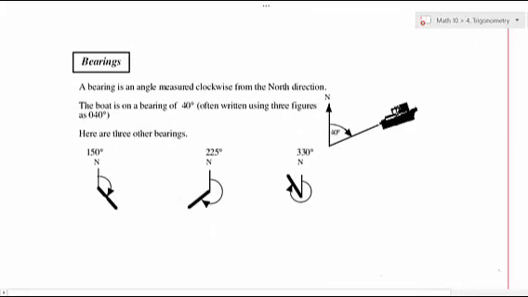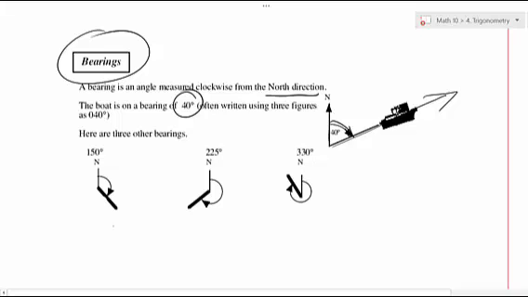Now I'm going to skip class exercise number 3, and I'm going to talk about class exercise number 4, but first I want to tell you about bearings. Bearings is a pretty easy concept. It is just basically an angle from the direction of north. So in this case, we go from north 40 degrees, and that is the boat's bearing heading in this direction.